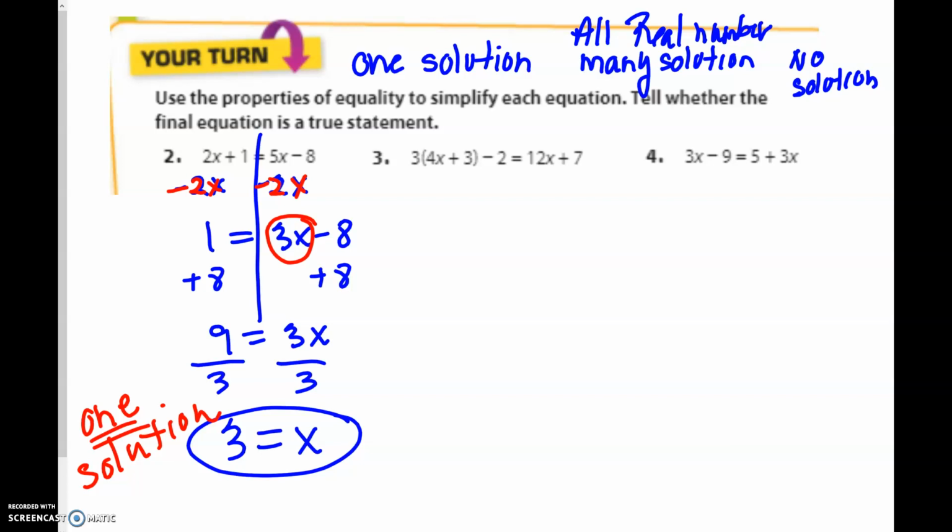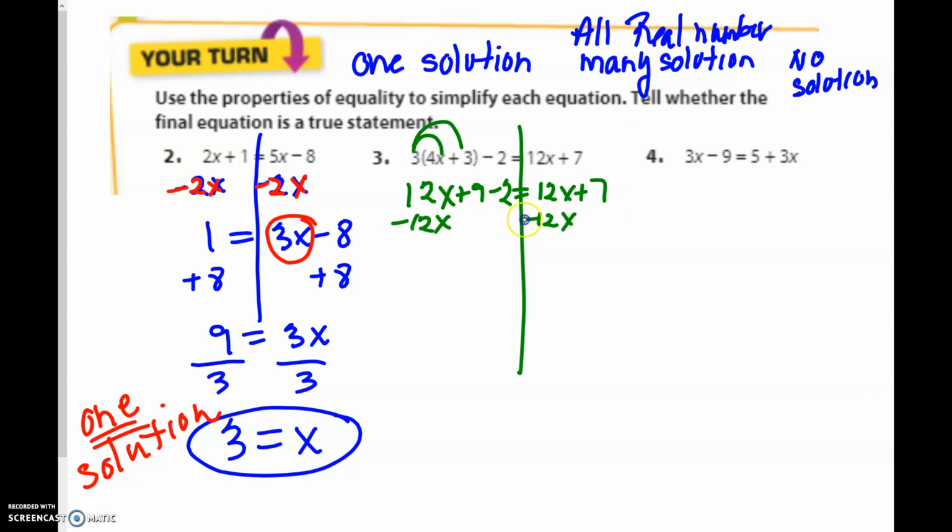All right, let's try this next one. All right, I see this parentheses over here, so it looks like I'm going to need to do the distributive property. So 4 times 3 is going to be 12x, and 3 times 3 is going to be 9. All right, I'm just going to copy the rest of the problem. All right, I like to get my letters together. So if we look here, we have an x on one side, x on the other. So I'm going to subtract 12x from both sides.